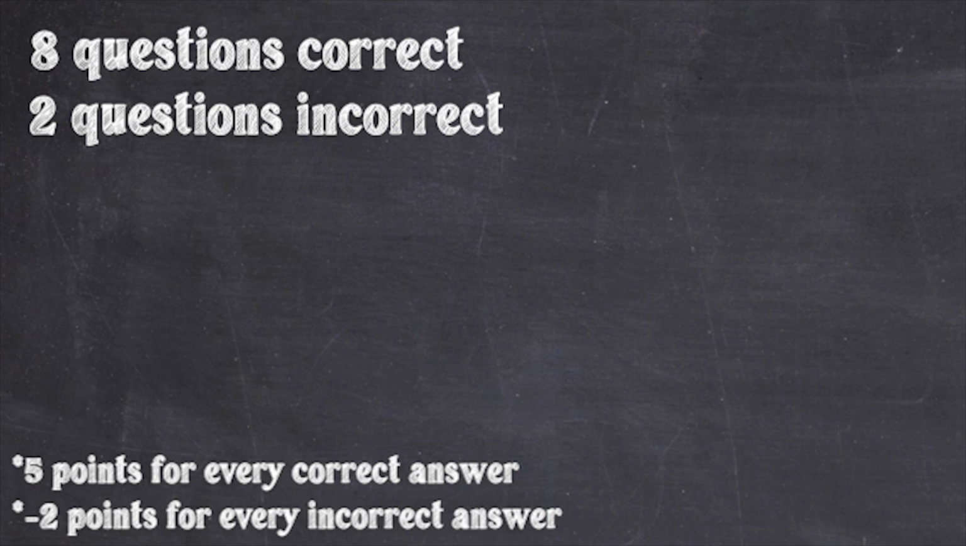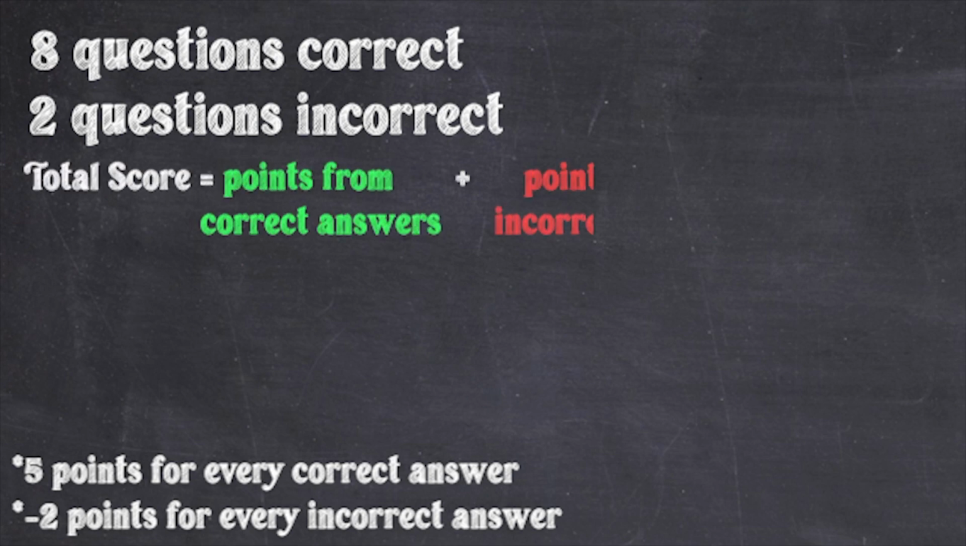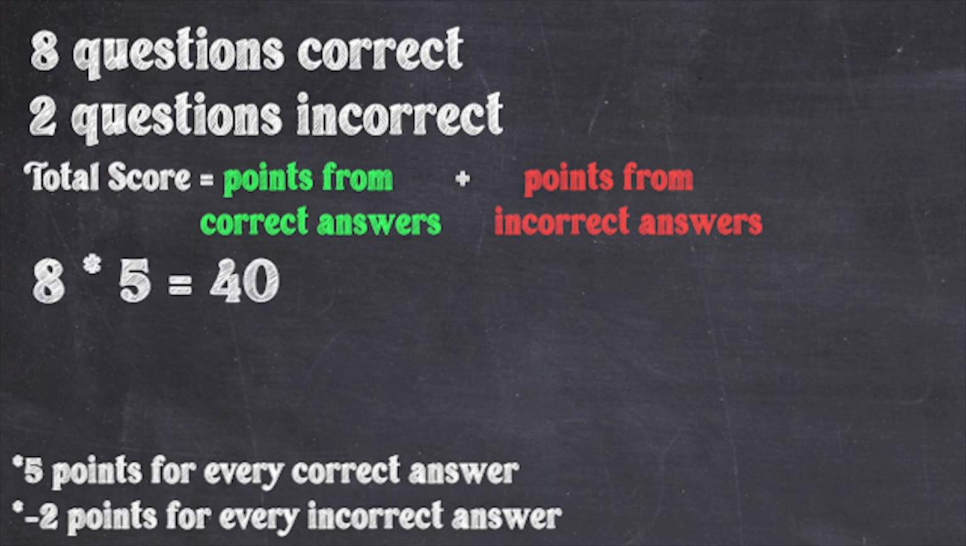Let's think about this one. You can either answer questions correctly or incorrectly. So let's think about the total score as the points from correct answers plus points from incorrect answers. For correct answers, remember that you answered 8 questions correctly, so that you gain positive 5 points for every correct answer. If we want to think about all the points you get from your correct answers, we should multiply 8 times 5. That's 40.